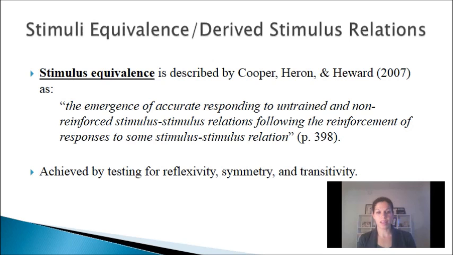Reflexivity occurs when, in the absence of training and reinforcement, a response will select a stimulus that matches itself. Symmetry occurs with the reversibility of the sample stimulus and comparison stimulus. So if A equals B, then B equals A. Transitivity is derived stimulus relations that emerged as a product of training two other stimulus relations.